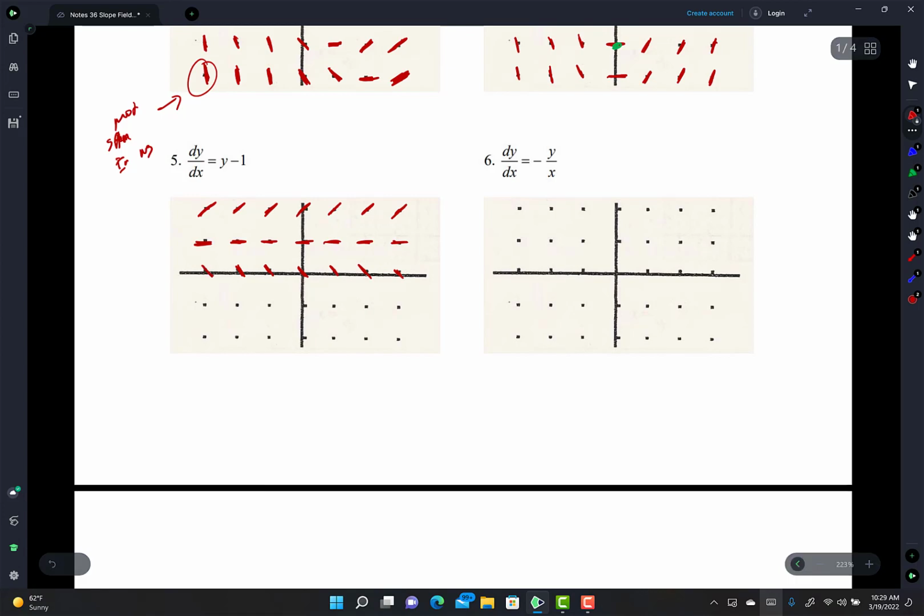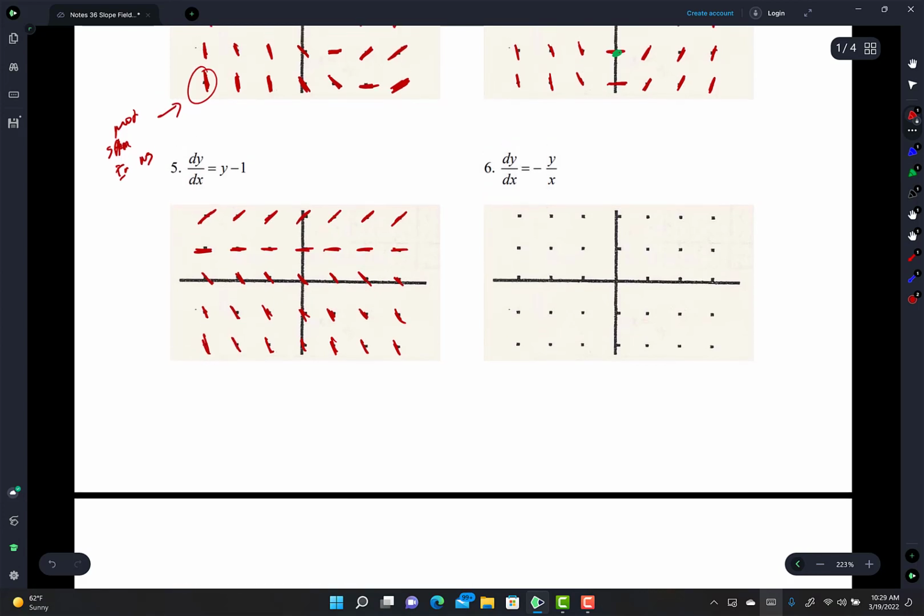At y equals negative 1, slopes of negative 2. So just make it look steeper. And then at y equals negative 2, make it look the steepest. And you get this illusion. Doesn't that look cool?